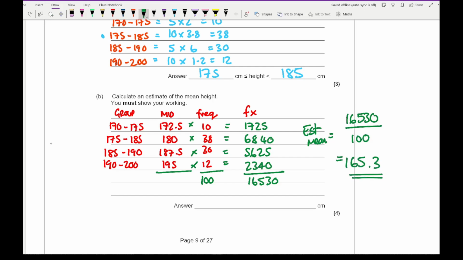165.3, which seems reasonable. Actually, no, it's not, because that is 90. Miscalculated. So let me just correct that, and then typing that all into my calculator, I should end up with a correct answer of 183.6 recurring, which definitely seems a lot more reasonable, because obviously I'm expecting an average to be in the modal group, which is 175 to 185.